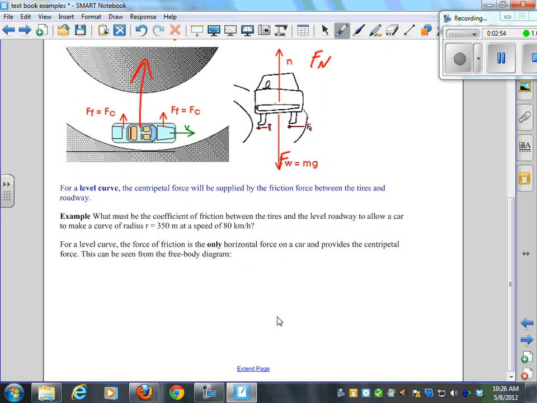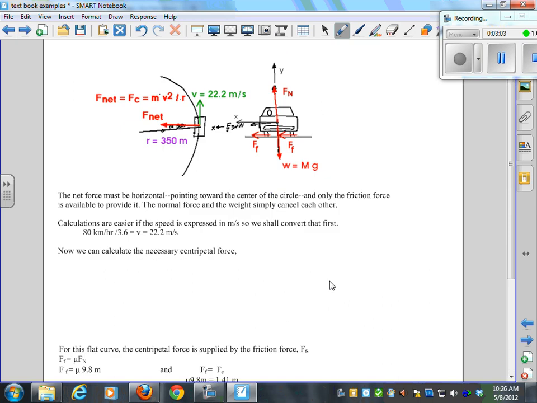Now we're going to go to the next page. In this diagram, it doesn't matter that the road is not a complete circle. They're just going to talk about the radius of curvature. So if it were a circle, it would have a radius of 350 meters. You'll notice that they've converted the speed to meters per second.